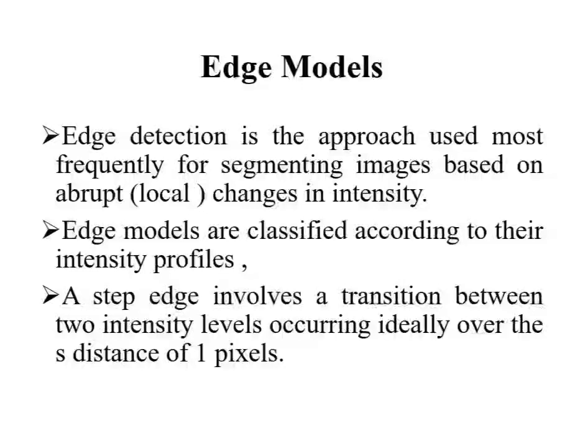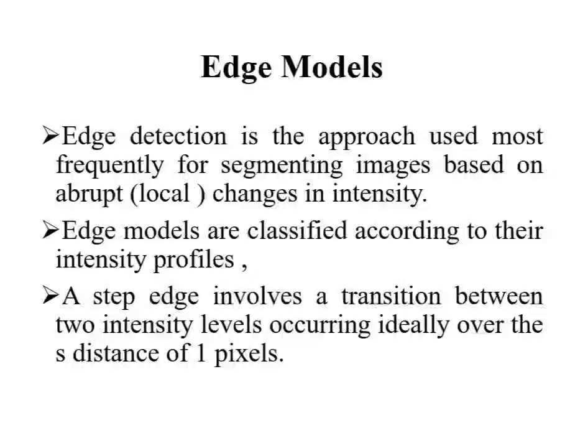Edge models are classified according to their intensity profile. Edge models are classified into three types, that is step edge, canny edge model and roof edge model. A step edge involves a transition between two intensity levels occurring ideally over a distance of 1 pixel. Canny edge detection is a technique to extract useful structural information from different vision objects and dramatically reduce the amount of data to be processed. It has been widely applied in various computer vision systems.